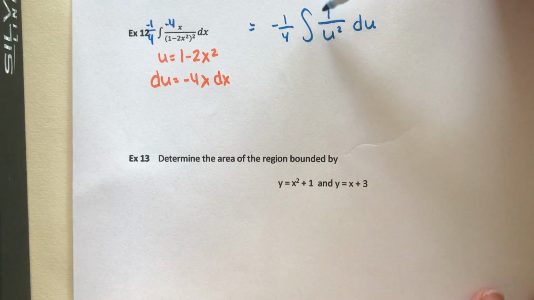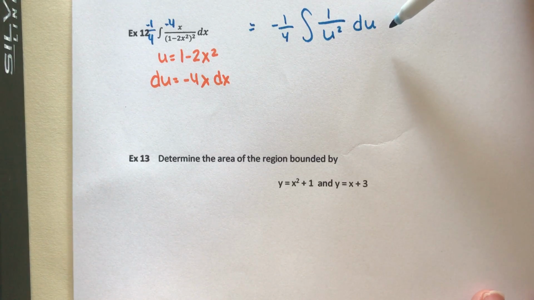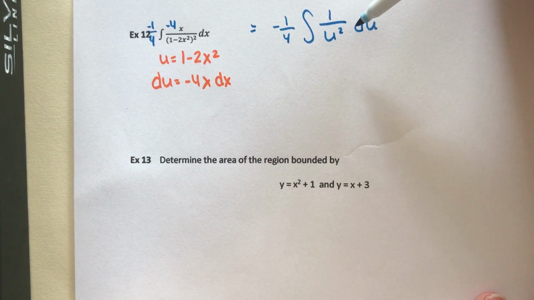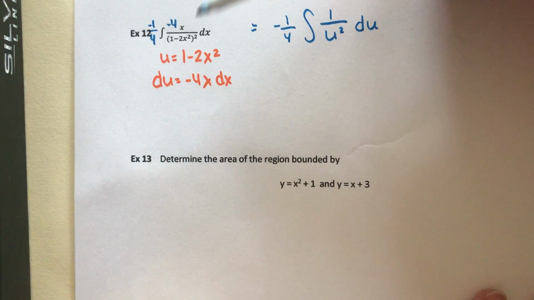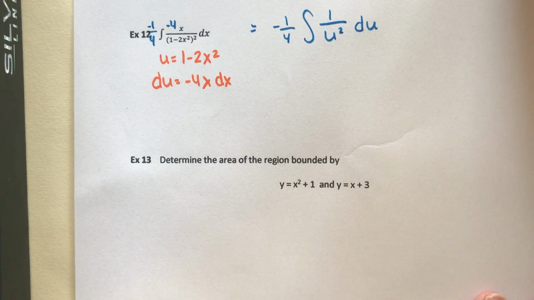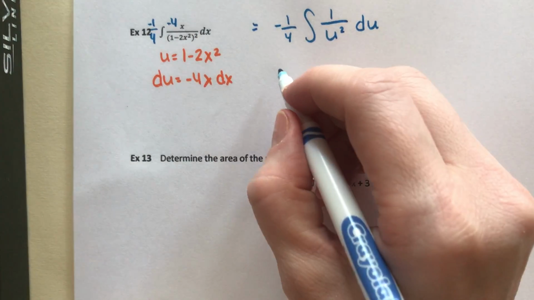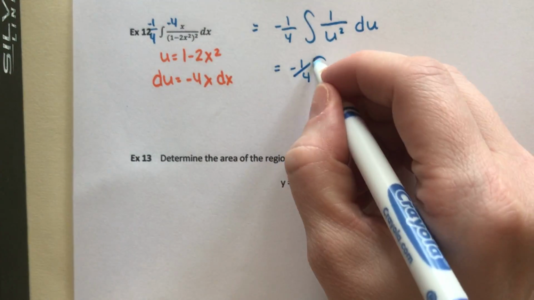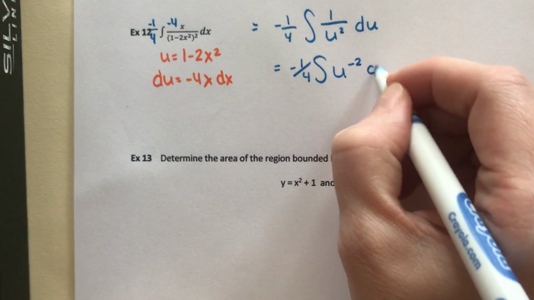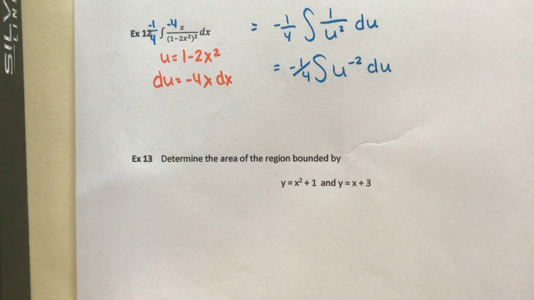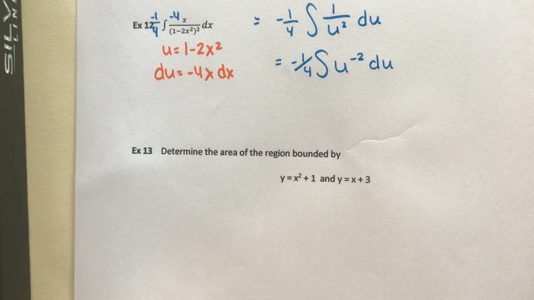Some people write the du on top. I always write it on the side, so it makes more sense later on to see what I'm taking the integral of. And then I've got u squared on the bottom. Now, one last thing before I take this integral. I'm going to rewrite it once more and write this as u to the negative 2nd. We don't know how to take the integral of a fraction, so we have to write it like we normally take an integral with just an exponent.